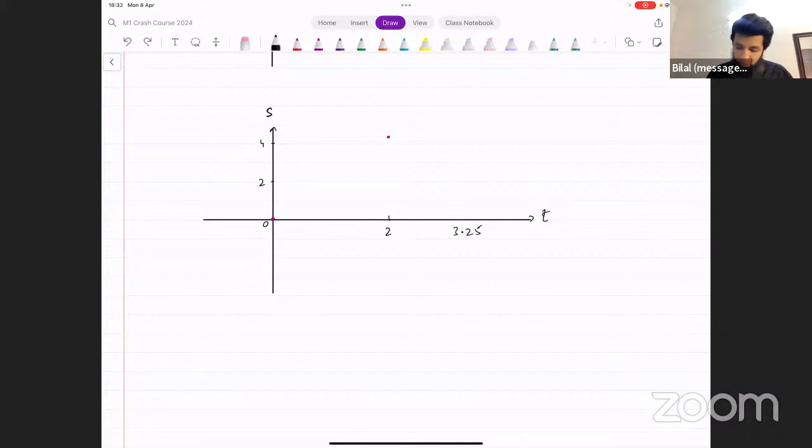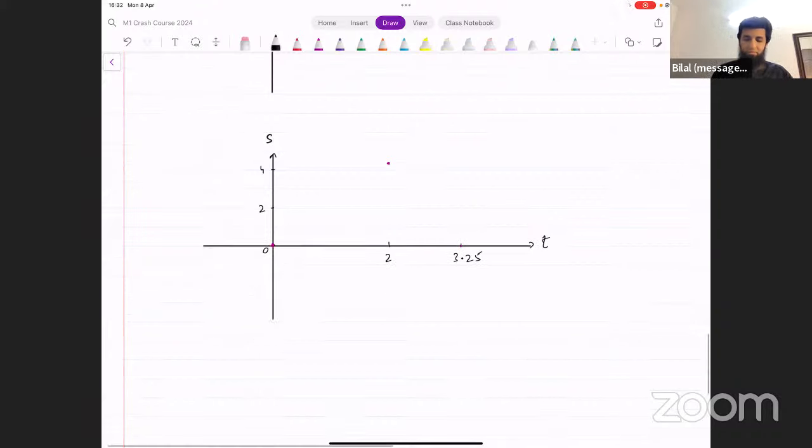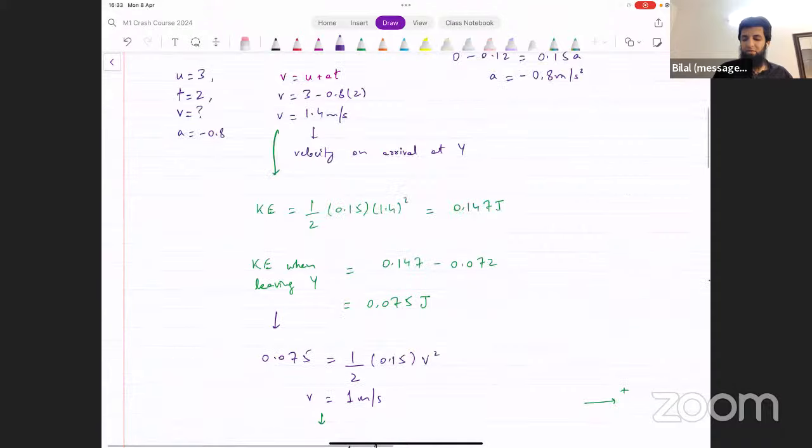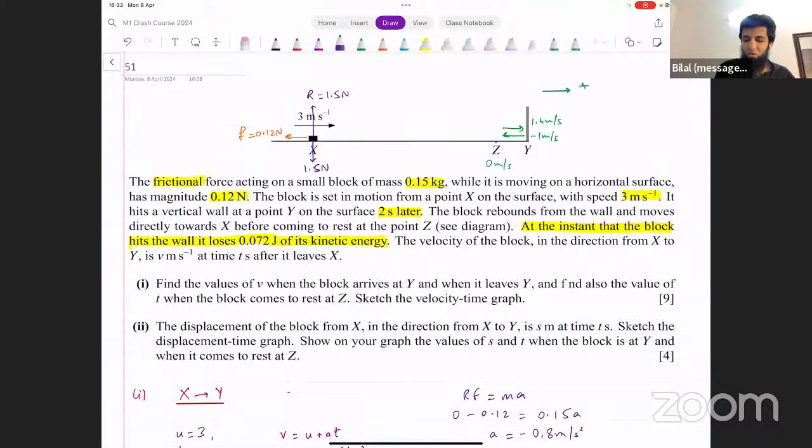And then at 3.25, what happens? From y to z, the displacement is negative 0.625. So basically, what we understand from that is this whole distance is 4.4, and from y to z, it's 0.625. So what's the displacement of the object from x at z? 4.4 minus 0.625.